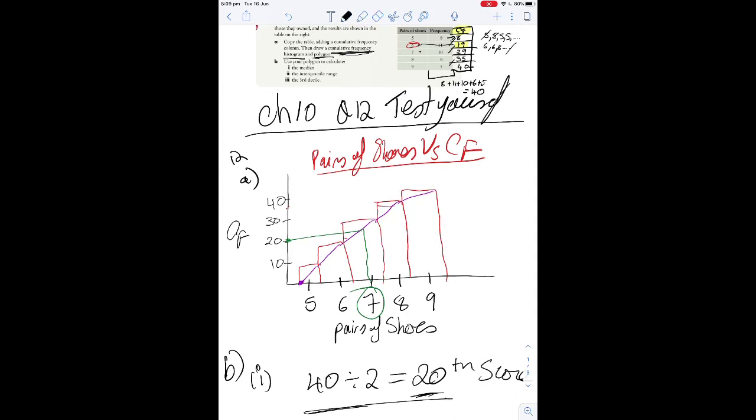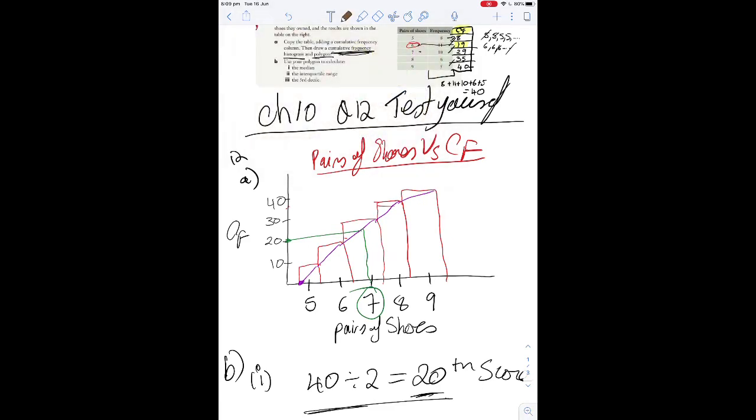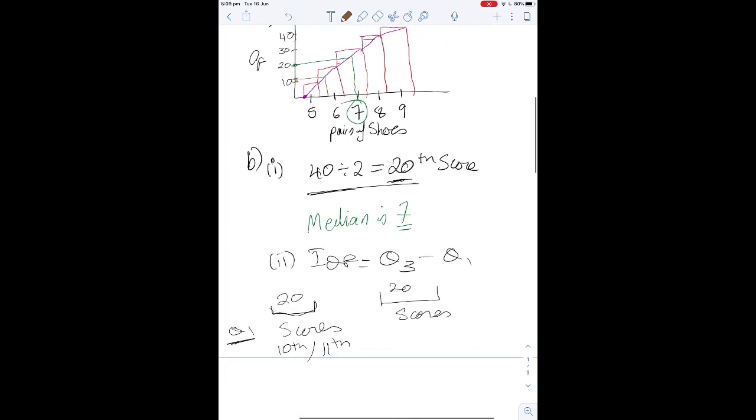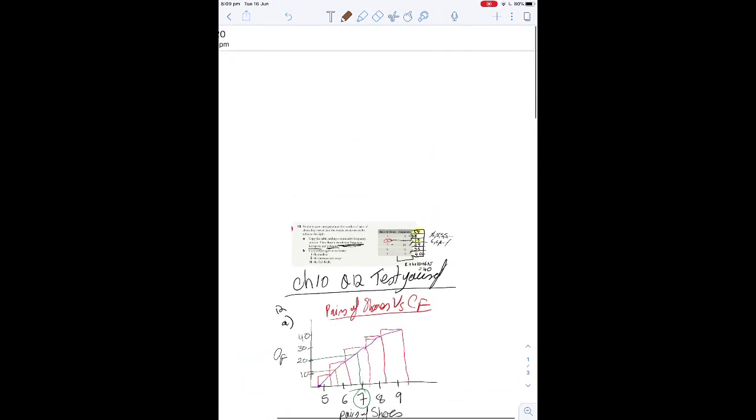Okay. Let's go with a different color. Let's go with brown for this one. So that's your Q1 there. 10th and 11th score. We're going to go across. Now, again, if you had a grid, see, perfect. 6. Now, there's shoe sizes, right? Assumed. Let's have a look.